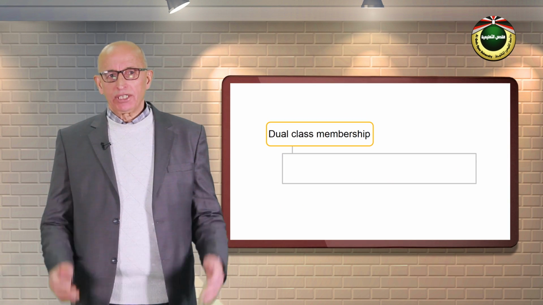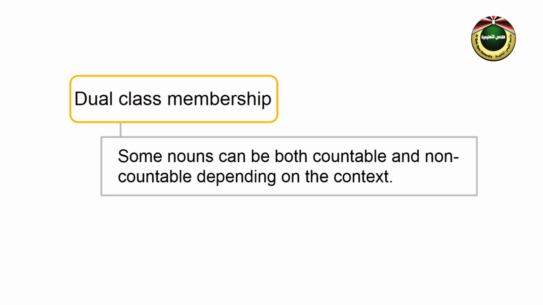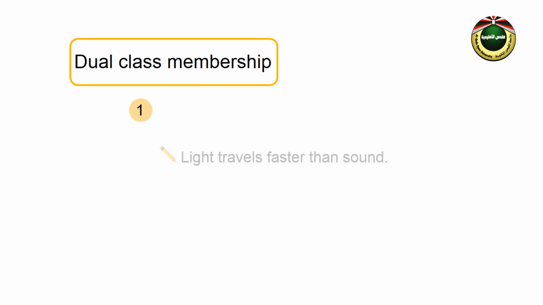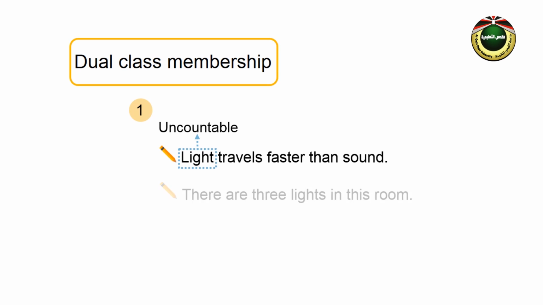Dual class membership. Some nouns can be both countable and non-countable depending on the context. Examples. Number 1, A, light travels faster than sound. In this sentence, the noun light is uncountable. B, there are 3 lights in this room. In this sentence, the noun lights is being used as countable.